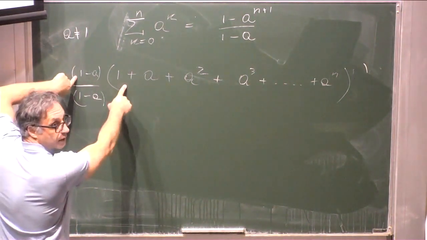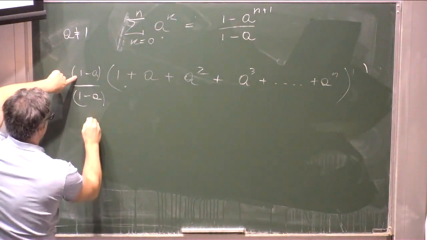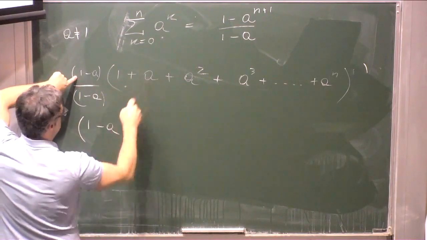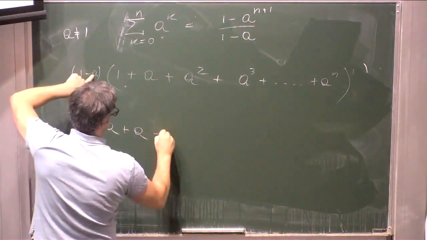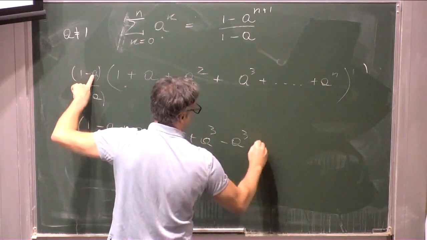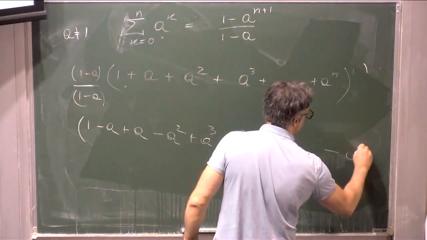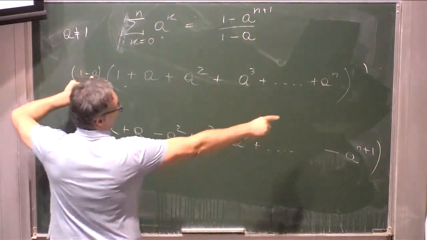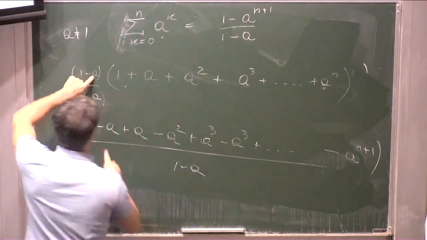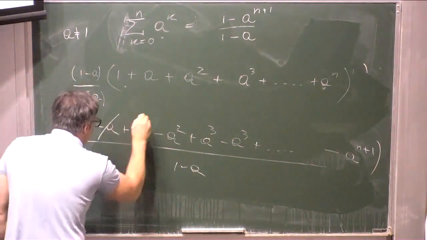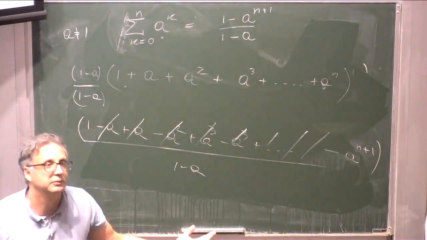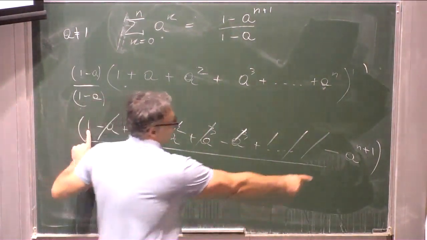Multiply out the numerator. 1 times 1 is 1. Minus a times 1 is minus a. 1 times a is a. Minus a times a is minus a squared. Plus a cubed minus a cubed. And you keep going. The last term is minus a to the power n plus 1. That comes from minus a multiplying a to the power n. I divide by 1 minus a, because that is what I did. I kill all of this, because they kill each other. And what is left is 1 minus a to the power n plus 1.